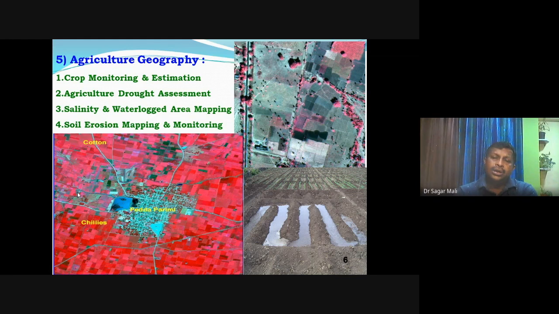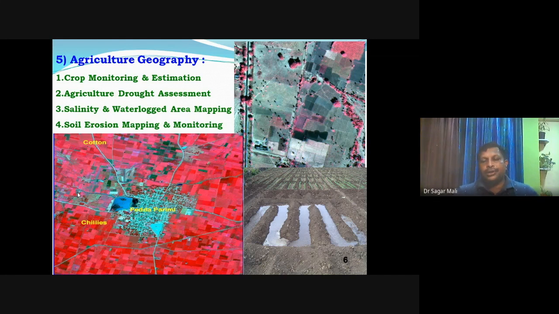Drought assessment, monitoring the crop, monitoring the irrigation practices in the agriculture area, finding the healthiness of the soil, everything we can monitor through remote sensing. Even finding the salinity of the crop and waterlogging area mapping we are using it for, because all this happens because of improper irrigation practices. Instead of modern irrigation, drip irrigation, and sprinklers, we are using traditional irrigation practices where more water is provided, which started the waterlogging problem.